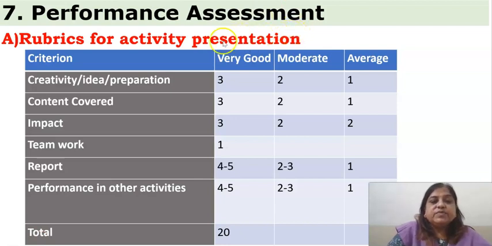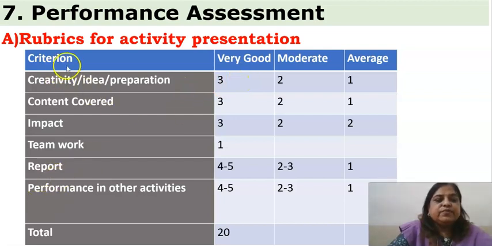And then for the performance assessment, I have given a rubric: 20 marks will be given on this activity. If it has creative ideas, then it will be very good. This rubric will be used for the assessment criteria and remarks. If it is a very good creative idea preparation, then 3 marks, otherwise 2, and if it is poor or average, 1 mark. Then content: how much content of the unit you will cover. If you cover very good content in that activity, then 3 marks, otherwise fewer marks.